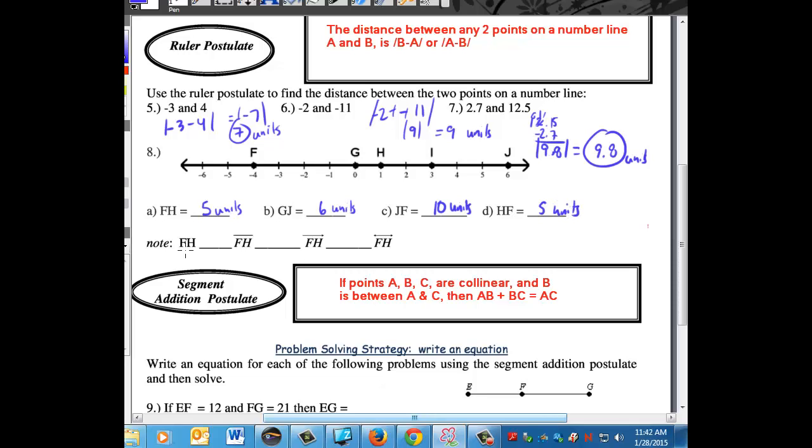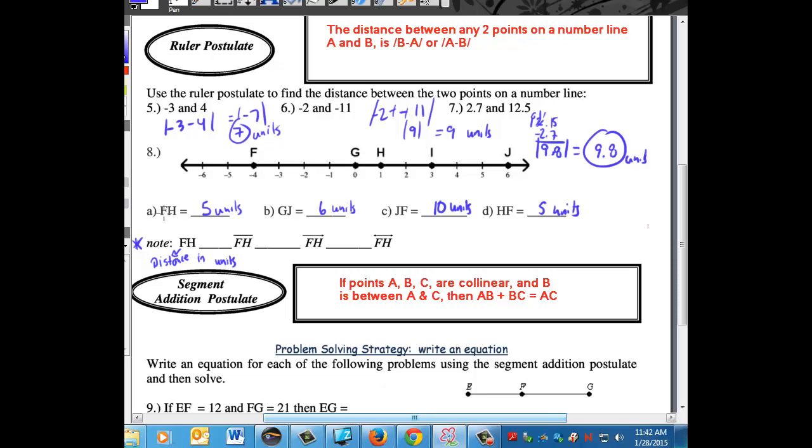Alright, now this part is very important. Let's put a star here. You want to review this a few times before you do your quiz. FH refers to the distance. Alright, so this is going to be an exact distance in units.